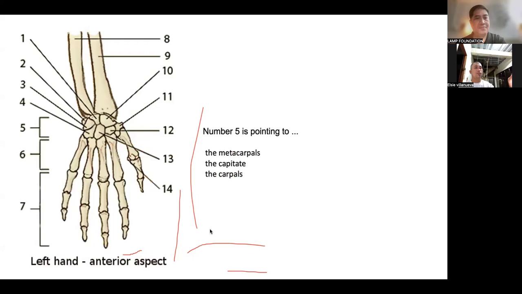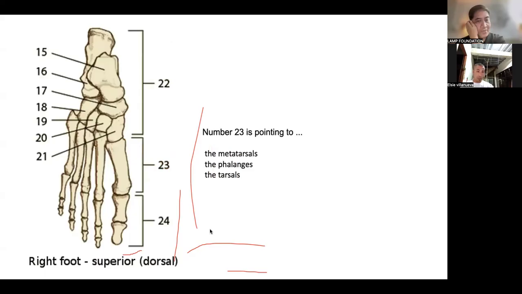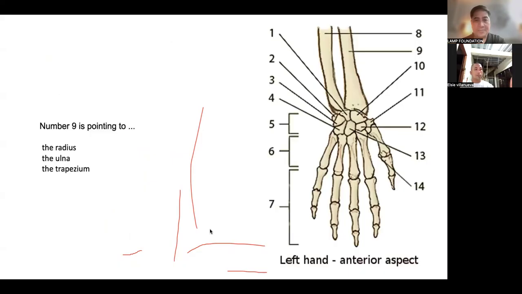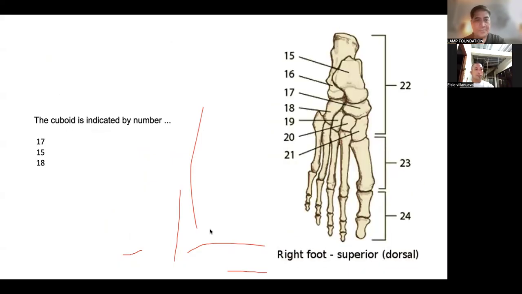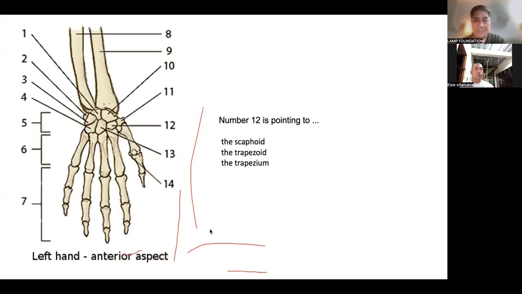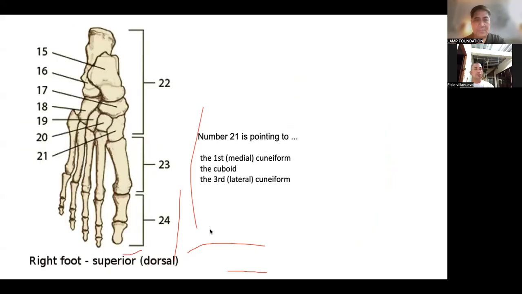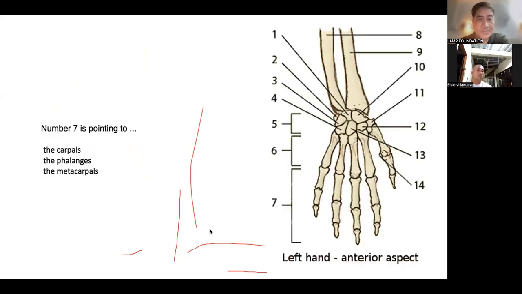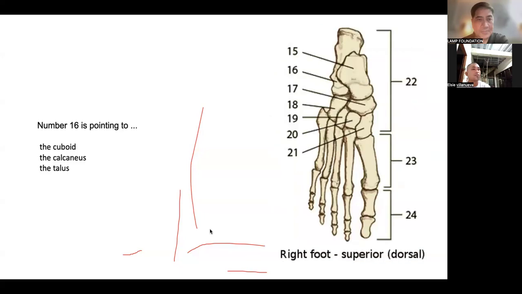Number 5. The carpals. 23. The metatarsals. 9. The radius. Cuboid. Number 18. 12. The trapezoid. 21. The first medial cuneiform. 7. The phalanges. 16.